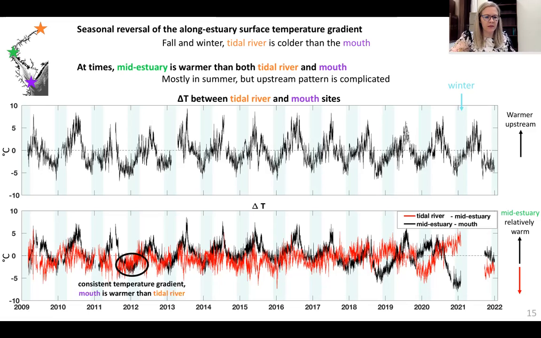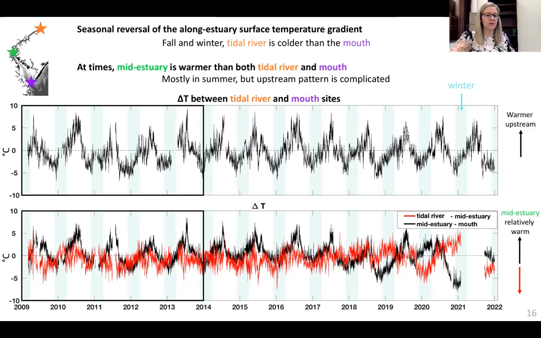Before I move on from that though, I want to point out that when both signals are negative, as in this example in winter of 2012, that means there's a consistent temperature gradient along estuary. And so in this case, the mouth is warmer than the tidal river. If you have a positive signal on both, then you also have a consistent along estuary temperature gradient, but the tidal river is going to be warmer than the mouth.